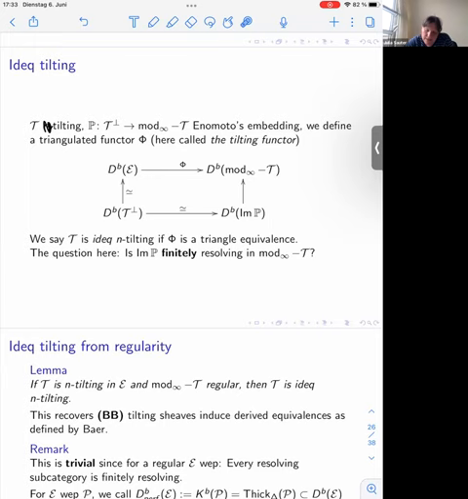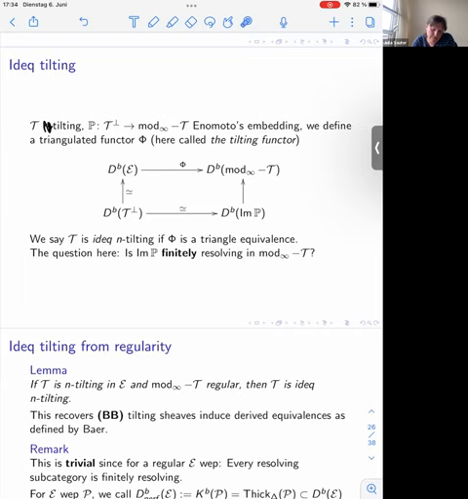And then I look at the following diagram. So this is what I usually will call the tilting functor. And then this is exact. So this one will be the derived tilting functor. Right, and then we know T perp is finitely co-resolving. So by Henrard and van Roosmalen, we have an equivalence induced by the inclusion.